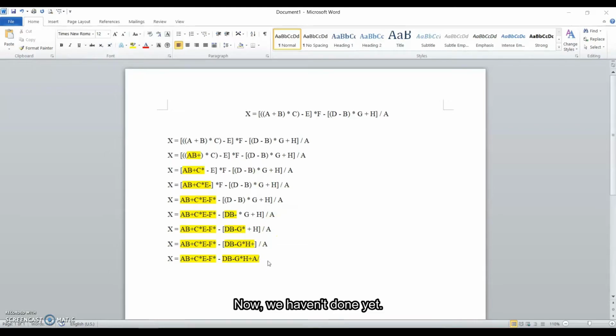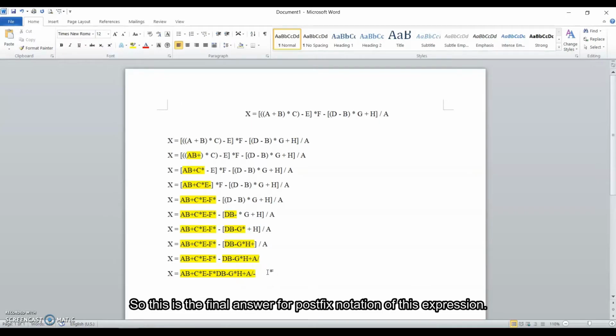Now we haven't finished yet. We need to shift the subtract operator to the right, and it becomes like this: AB plus C multiply E minus F multiply DB minus G multiply H plus A divide minus. So this is the final answer for the postfix notation for this expression.